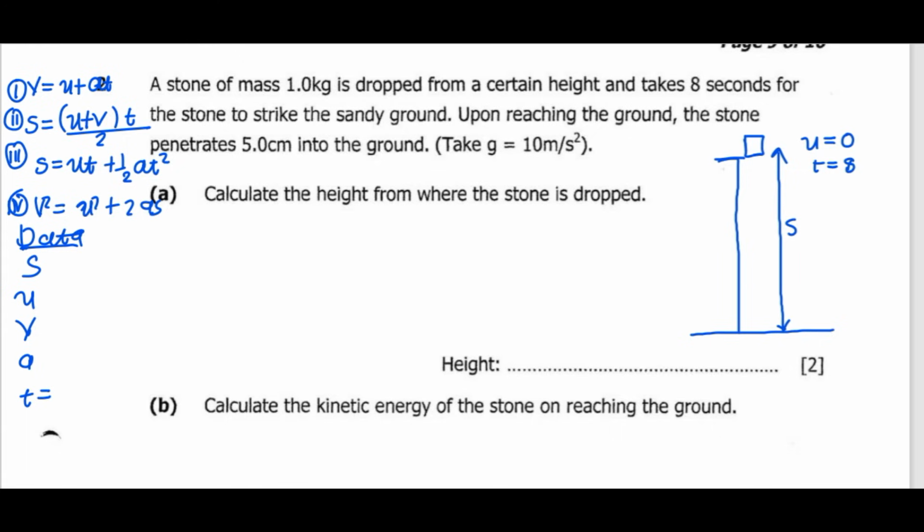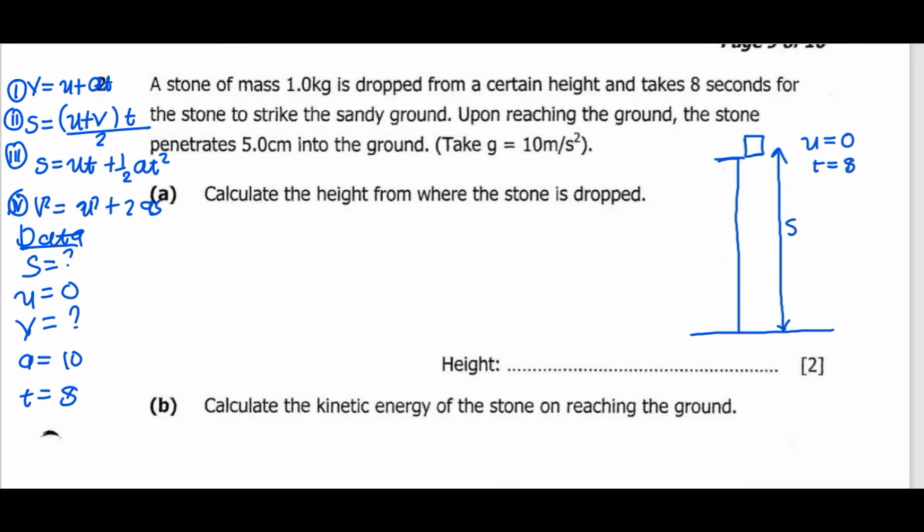So t is for time, 8 seconds. A is for the acceleration. So whenever you drop something, the acceleration is 10. Final velocity we don't have. Initial we have, it is 0. Then displacement is what we are solving.